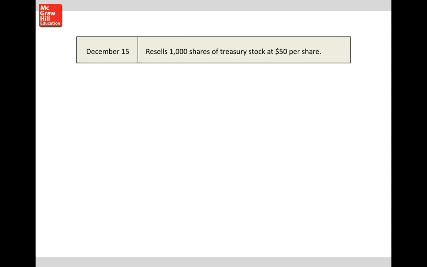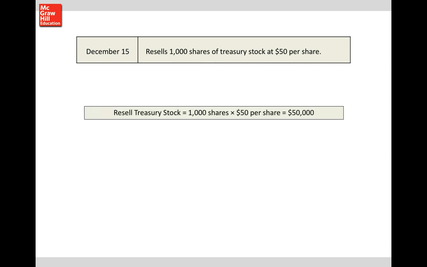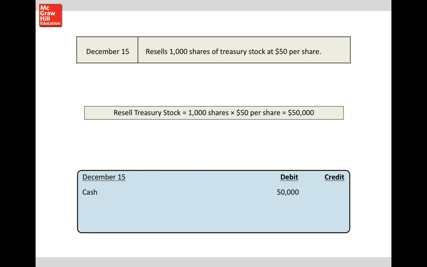On December 15th, the company resells 1,000 shares of Treasury stock at $50 per share. So note that that's $10 more per share than we originally repurchased it at. So the resale of Treasury stock, 1,000 shares at $50 per share, is $50,000. That's going to be our cash.